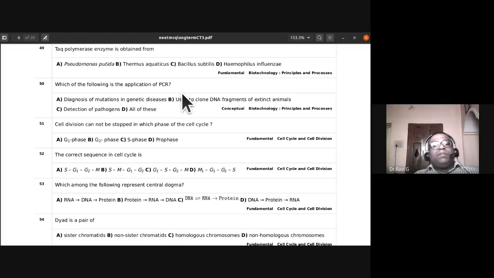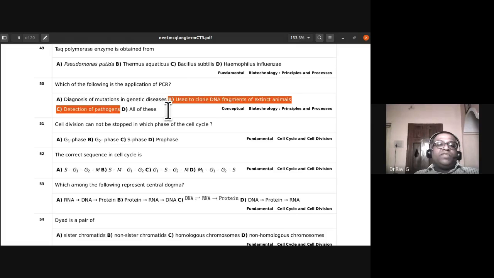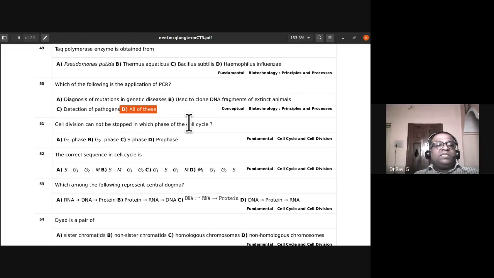Which of the following is the application of PCR? Diagnosis of mutation in genetic diseases, used to clone DNA fragments of extinct animals, detection of pathogens, all of these. All of these is the answer. Cell division cannot be stopped in which phase of the cell cycle? After the synthetic phase you cannot stop cell division, because the DNA would have replicated and formed two copies. S phase is the answer.